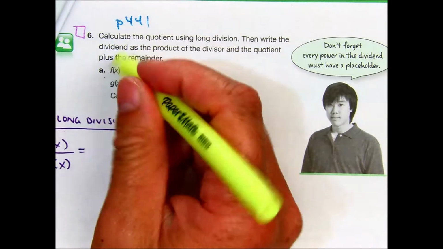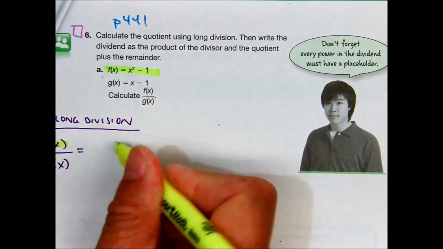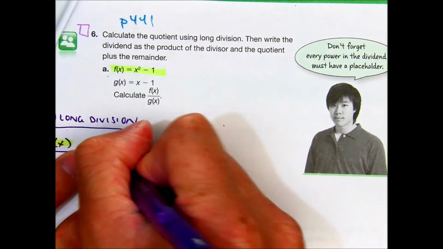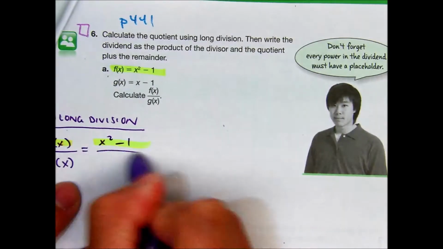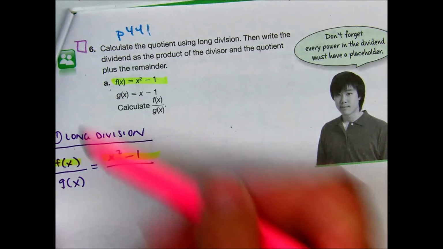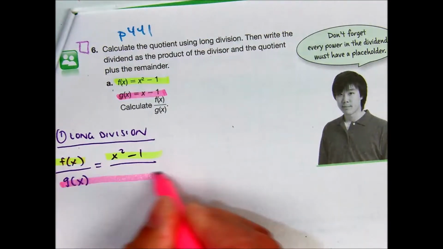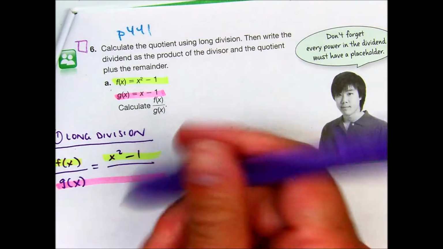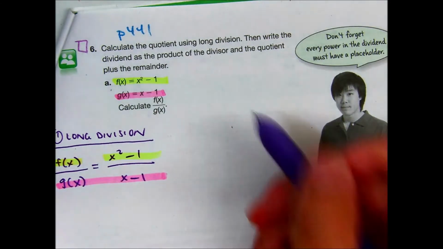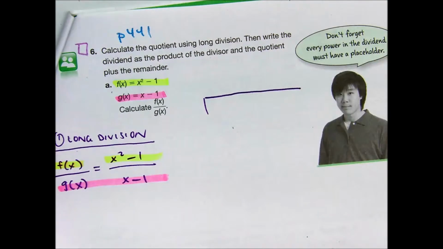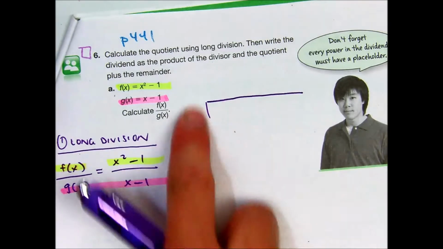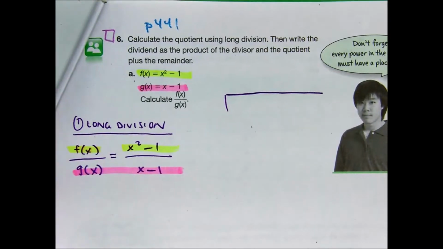F of x is x squared minus 1. And class, what's g of x? G of x is x minus 1. Go ahead and take 10 seconds. How would you go from here to over here? Fill it out by yourself.